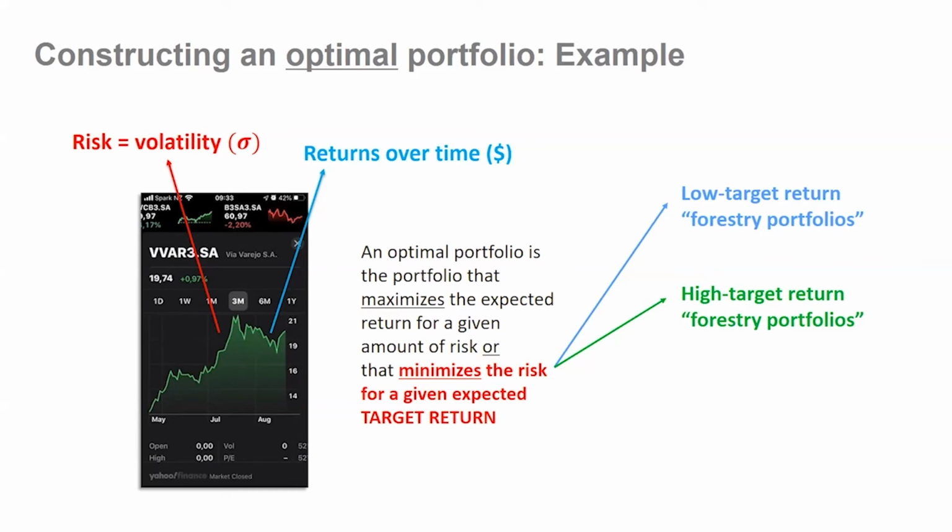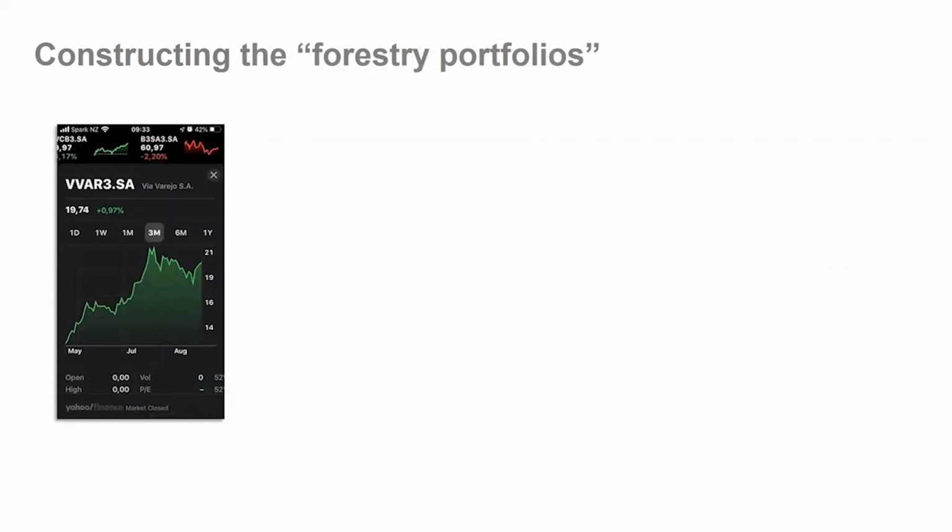Okay, and I'm highlighting minimizes because in this work, we constructed two types of portfolios. One is called low target return forestry portfolios. The other type is called high target return forestry portfolios, and all of them are based on a minimization problem once we set up a given level of return. Okay, but what do our forestry portfolios look like? What are those forestry portfolios that I'm talking about?